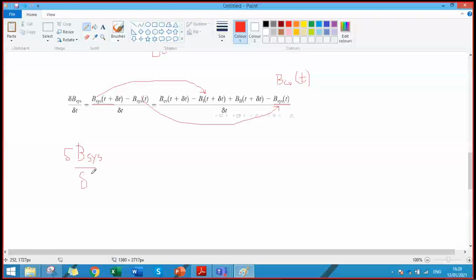The change in system property would be equal to B of system at final time, that is t plus delta t, minus B of system at initial time, right? So we divide this by delta t. Clear?